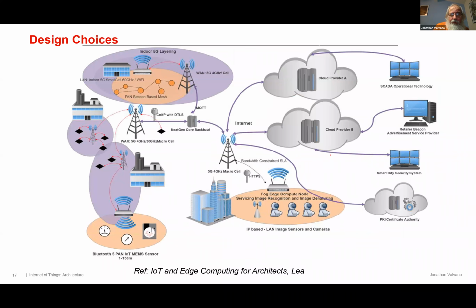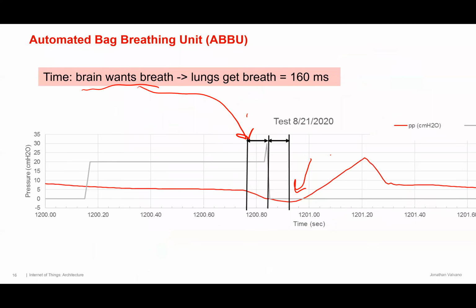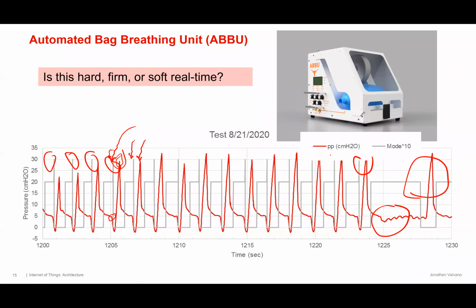Say you missed a breath. Say you skipped a breath and then it came into the next breath. Would it be hard real time? Like, would the patient die? No. Say you skipped one of these spikes, no, it would not die. Then would it be firm real time? Oh, I see, you're lawyering up on me. I get it. Hold on, I'm thinking. I'm very confused now.